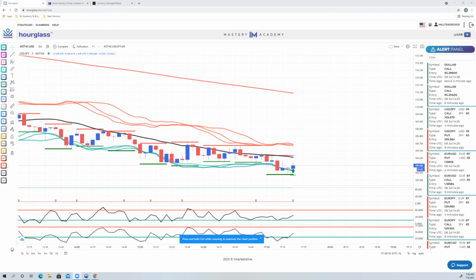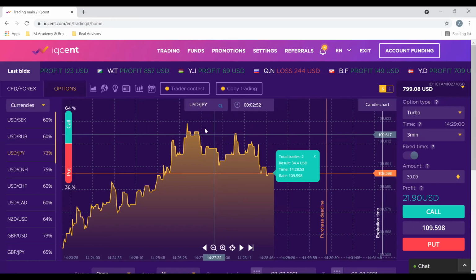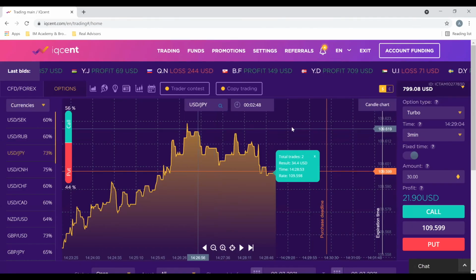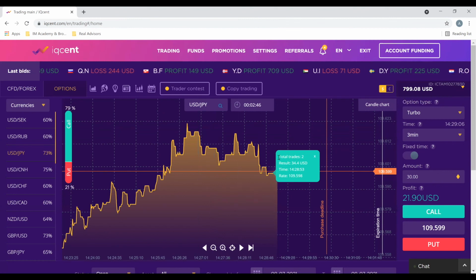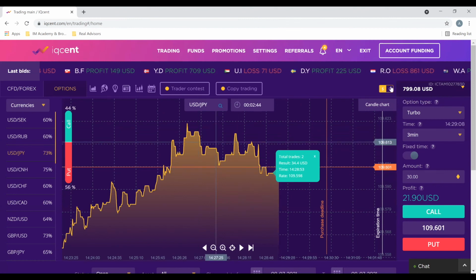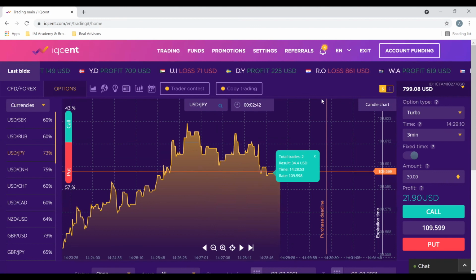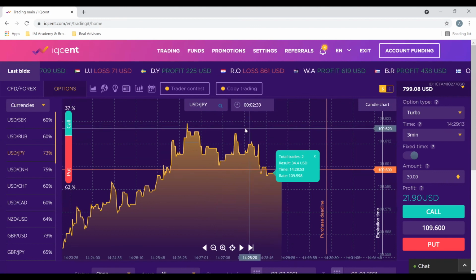I'll show you what I look at. If you look on my broker account, I just cleared those two because I tested it with 10 bucks. I made a total of 20, and I finally got my account up to 800 this morning, you guys. I just got to 799 from 750 or 770 from last night.